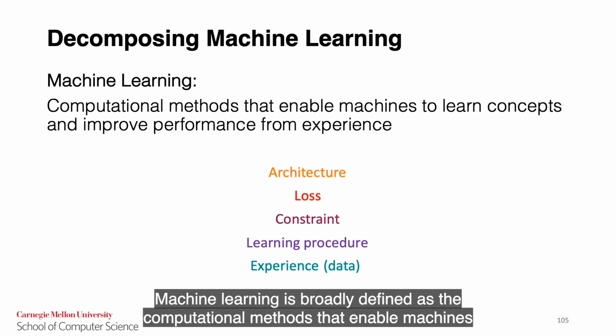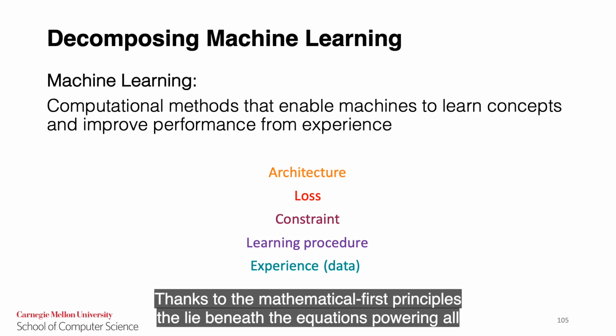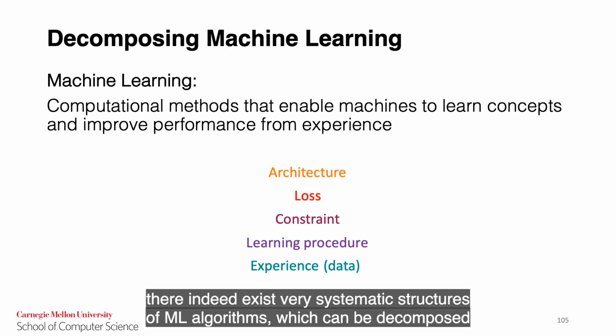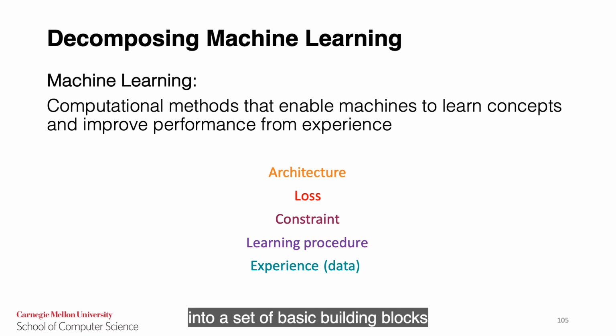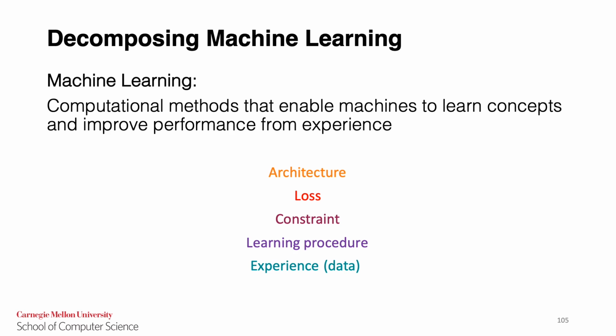Machine learning is broadly defined as the computational methods that enable machines to learn concepts and improve performance from experience. Thanks to the mathematical first principles that lie beneath the equations powering all these different machine learning innovations, there indeed exist very systematic structures of ML algorithms, which can be decomposed into a set of basic building blocks, including architecture, loss, constraint, learning procedure, and experience, which is data.